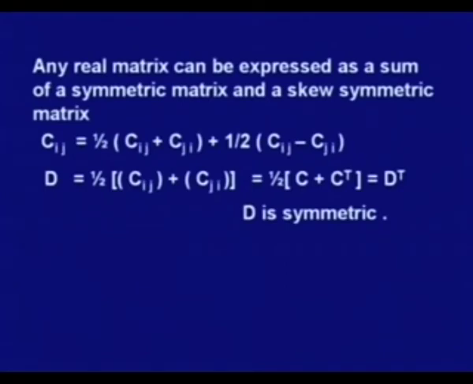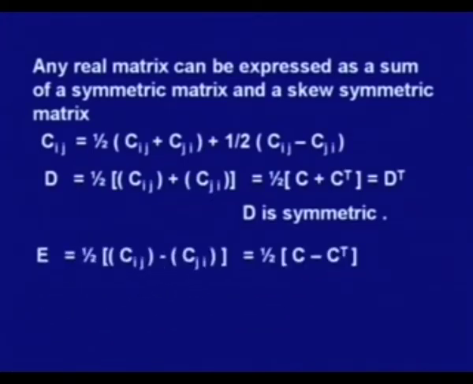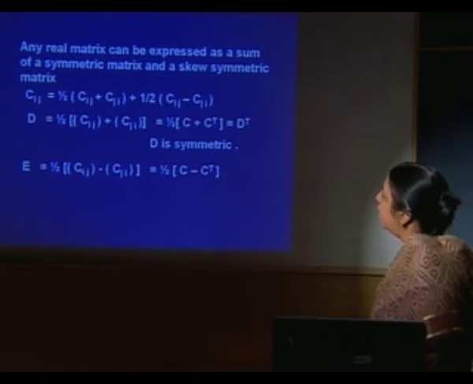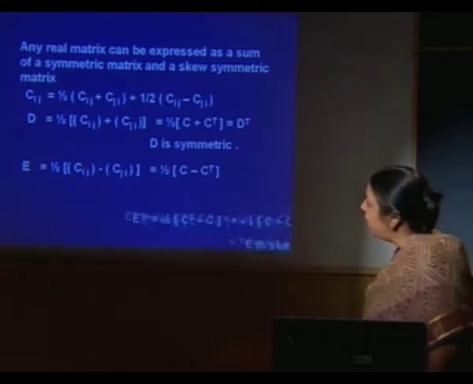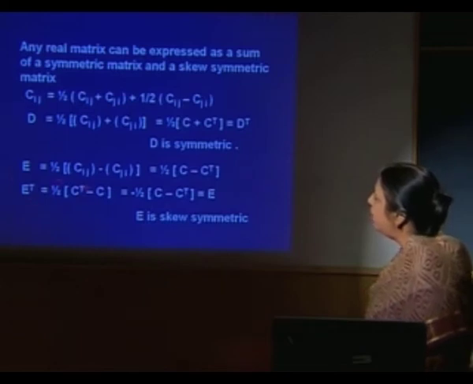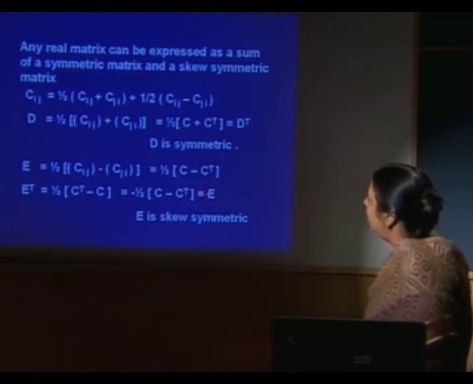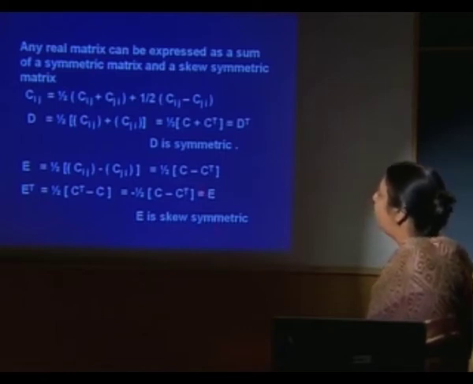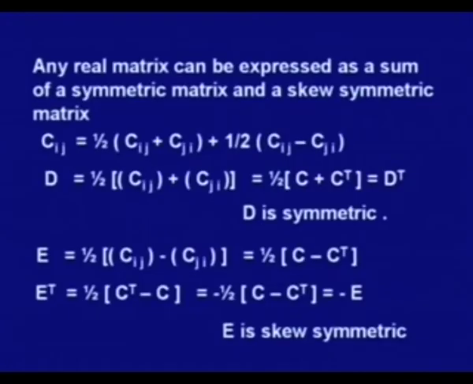And this matrix, half of Cij minus Cji, I denote by E, and I will prove that this E is half of C minus C transpose. This is C and this is C transpose. If I take the E transpose, then it is half of C transpose minus C, since C transpose transpose is C. So I have minus half outside and then C minus C transpose, and the result is E with a minus sign. So, E is a skew symmetric matrix. So, the matrix C is represented as a sum of a symmetric matrix and a skew symmetric matrix.